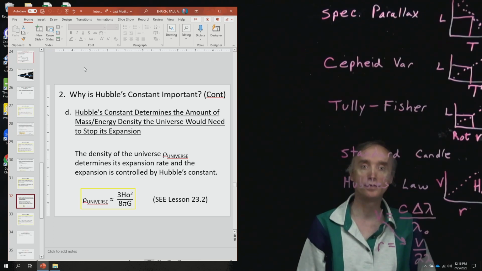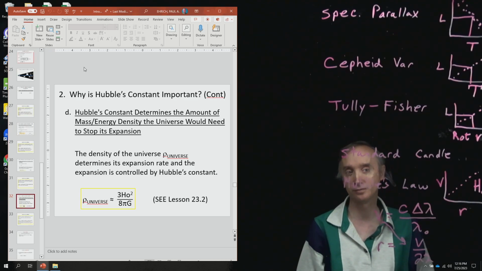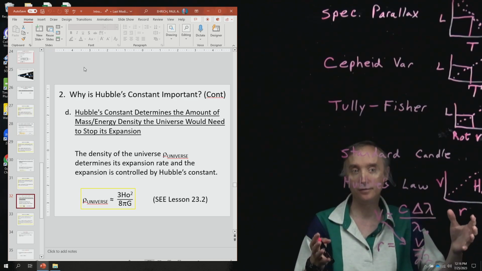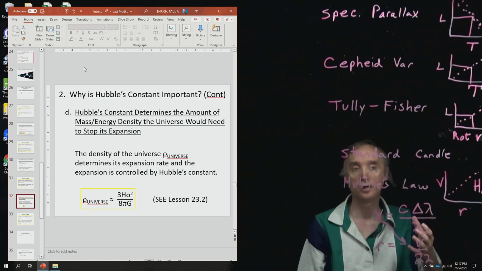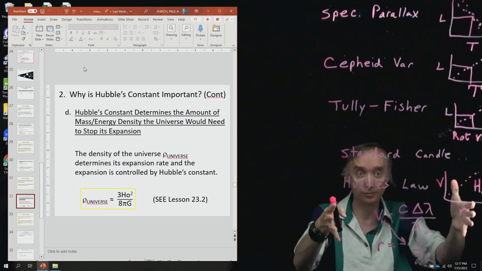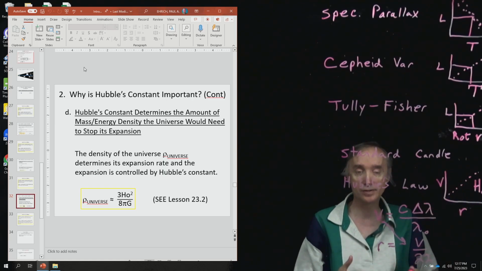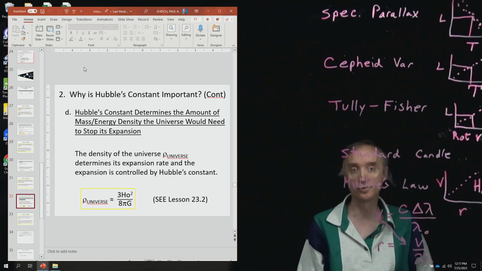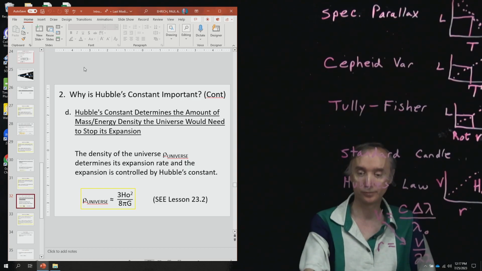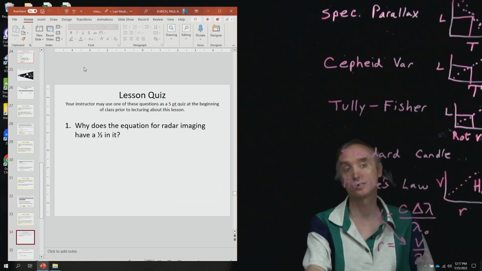And lastly, Hubble's constant determines the amount of mass and energy density the universe would need in order to stop its expansion. The universe is expanding, and if there was enough mass in the universe, it would cause the universe to stop expanding. That critical amount of mass and energy depends on the value of Hubble's constant. So again, a conceptual question: if h sub 0 is bigger, what would that mean about the amount of mass the universe would need in order to stop its expansion? These would all be conceptual type questions.